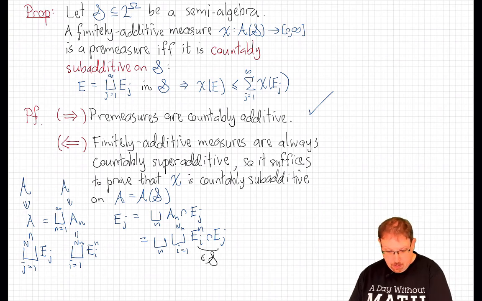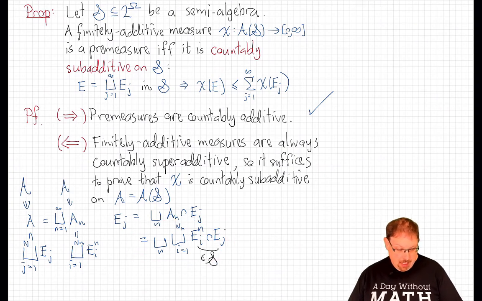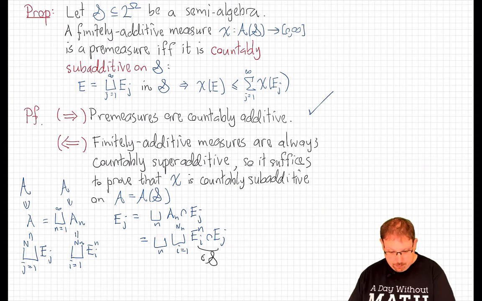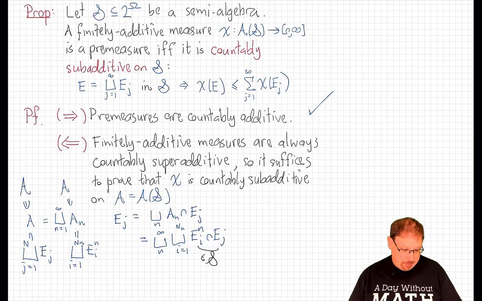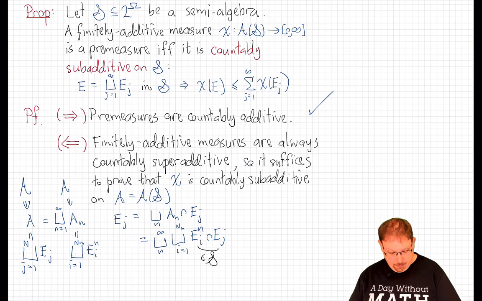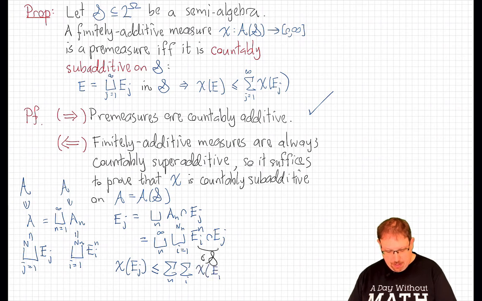Therefore, we have here a countable disjoint union of elements in the semi-algebra. And by assumption, our finitely additive measure, chi, is countably subadditive over disjoint unions in the semi-algebra. Therefore, chi of E_j is less than or equal to the sum over n and the sum over i of chi of that intersection.